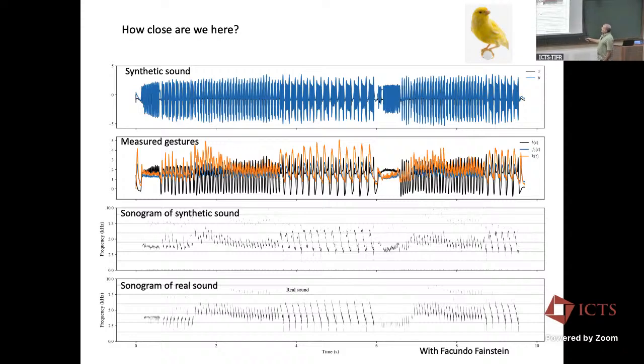Here is the synthetic sound that we get when we put into the models the measured gestures. This is during the day. So we have K, which is the restitution that comes out of the EMG. And here we have, in black, the pressure.